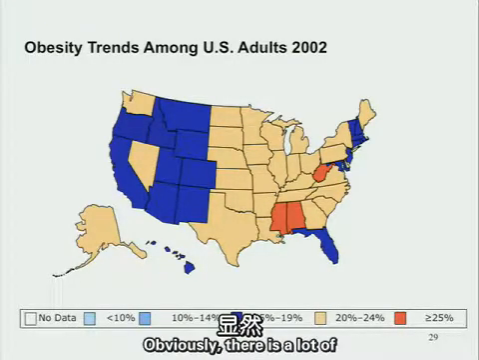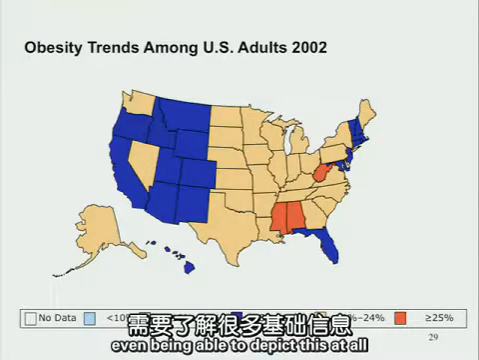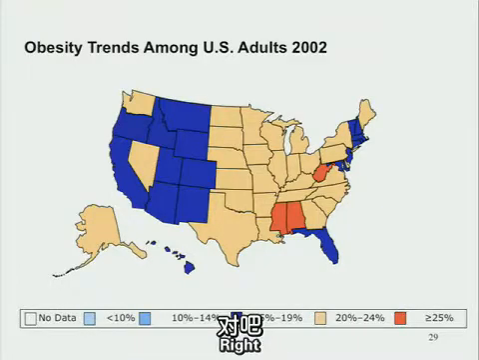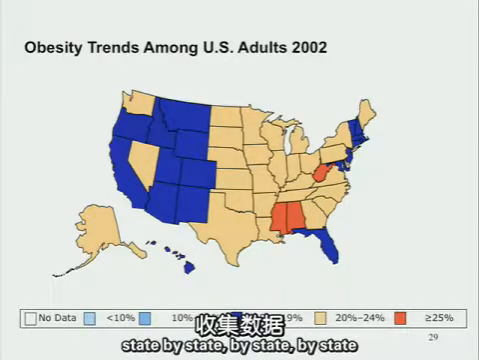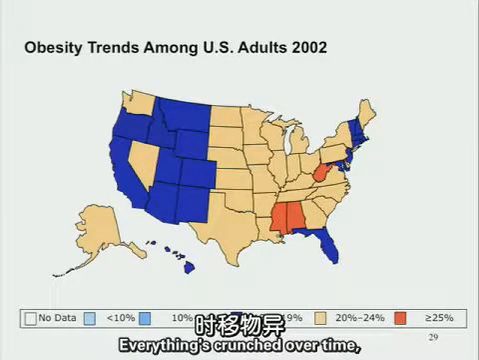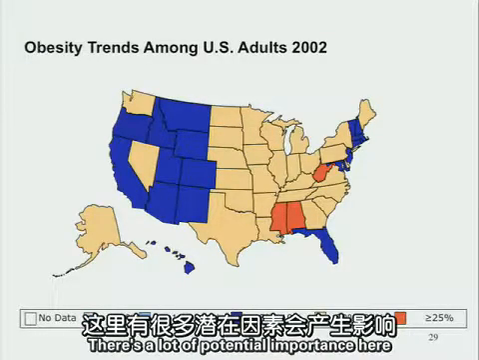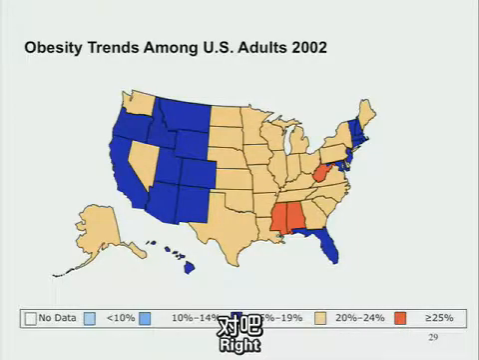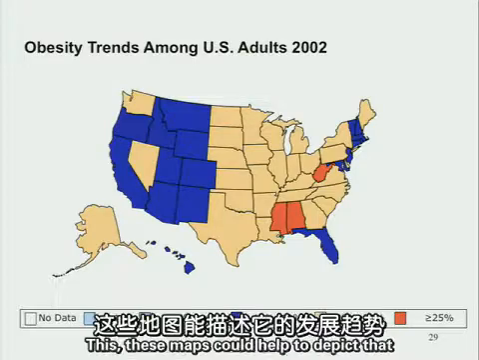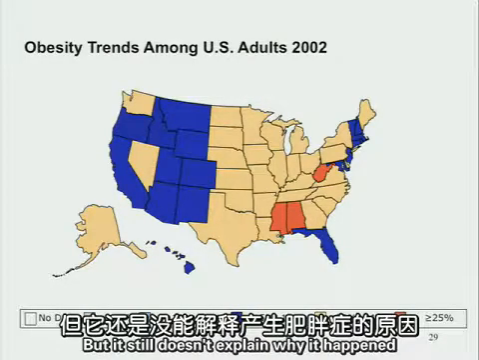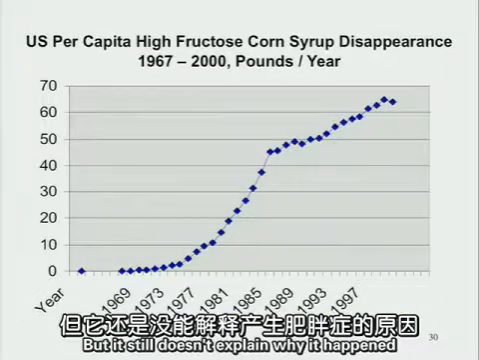Obviously, there is a lot of infrastructure that goes into even being able to depict this at all, right? The data have to be collected state by state by state by state, everything crunched over time. You only see a pattern if you look at it over time, that kind of thing. There's a lot of potential importance here, right? There's an obesity epidemic. These maps could help depict that. But it still doesn't explain why it happened.